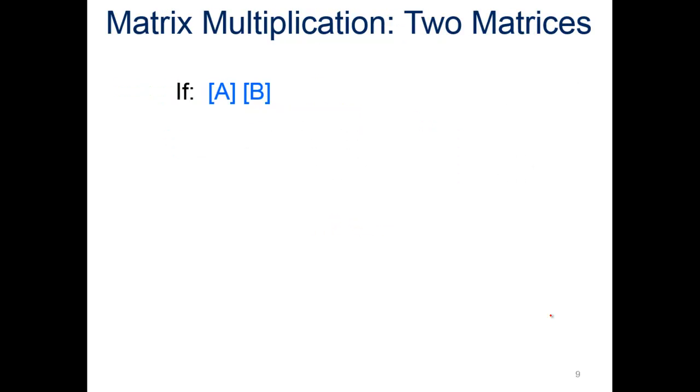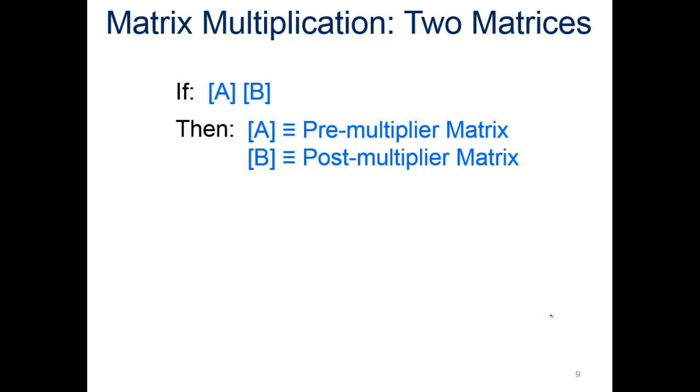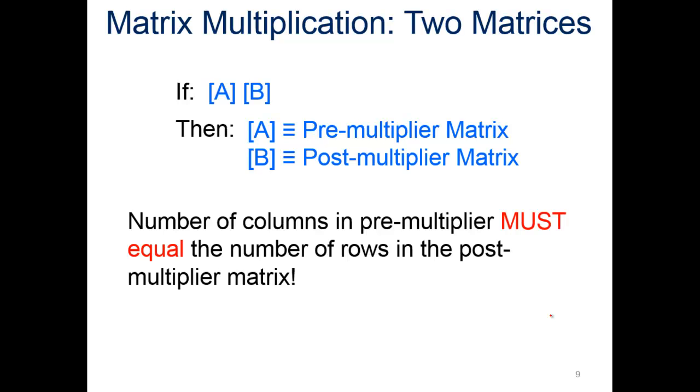Now, if we want to multiply two matrices together, so if we've got A and B, then A is what we call the pre-multiplier, and B is the post-multiplier. So it's just in order. And order matters here. We'll see on the next slide. So what we're saying is the number of columns in the pre-multiplier must equal the number of rows in the post-multiplier. So the number of columns in the pre must equal the rows in the post.